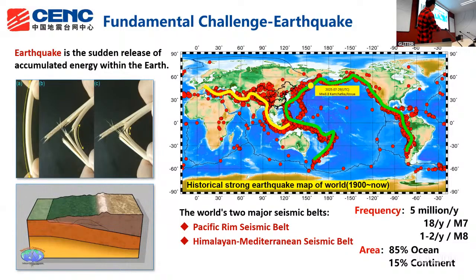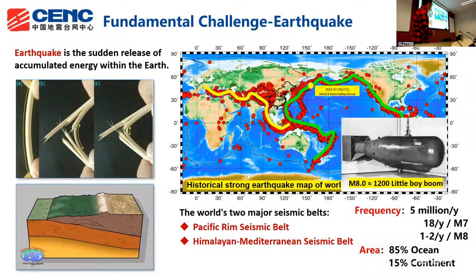to Europe. Globally, every year the world has about 5 million earthquakes, but only 15% happen on the continents. The majority of earthquakes happen under the ocean. So that is why we feel earthquakes are very rare. Yeah. And for big earthquakes, like magnitude 8 and above, every year we will have 1 to 2 earthquakes.